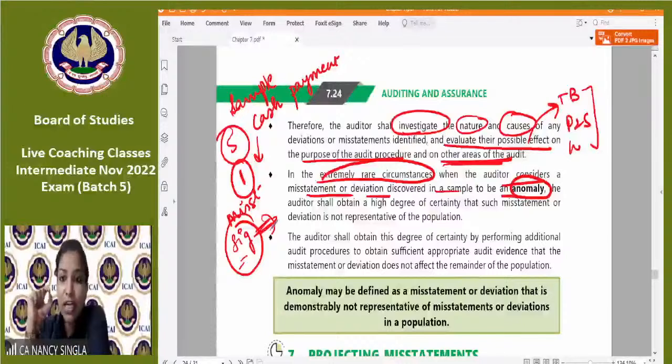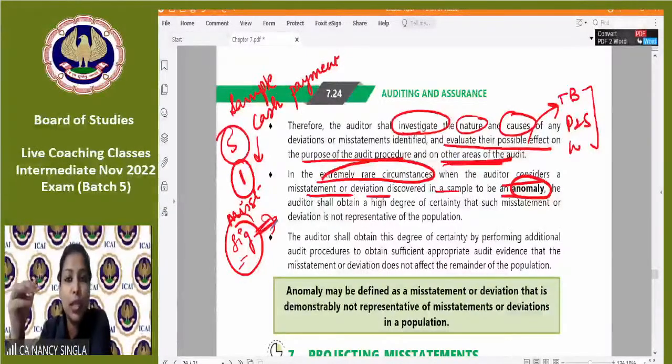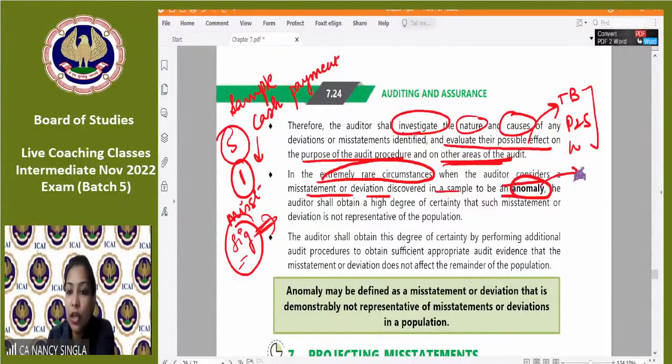That this misstatement which the auditor has identified is not recurring in nature ना. It is not representative of the entire population ना. ऐसा तो नहीं है ना बार बार शिफ्ट करेंगे, ऐसा तो नहीं है बार बार earthquake आएगा, एक बारी हो गया ना. So that is called anomaly. Anomaly. What is the dictionary meaning of the term anomaly?